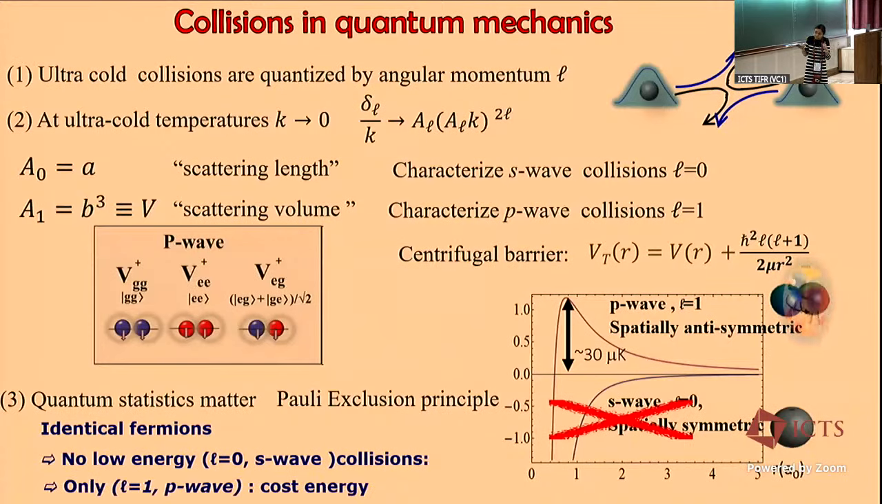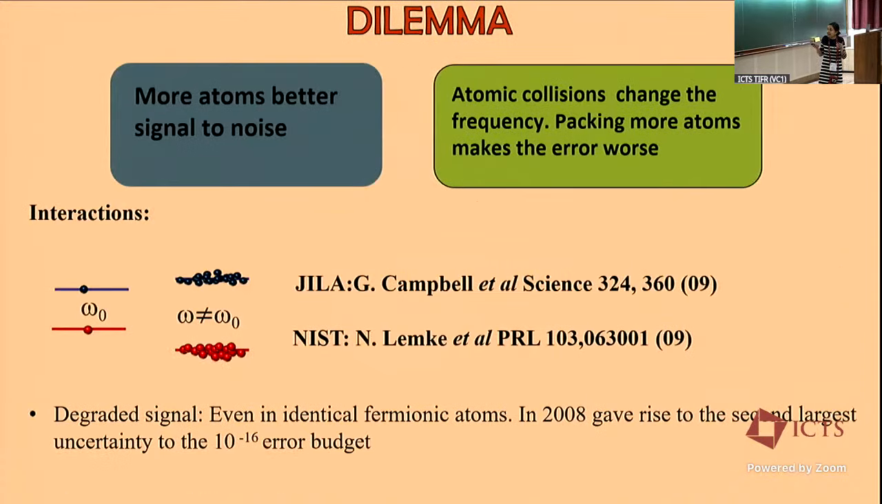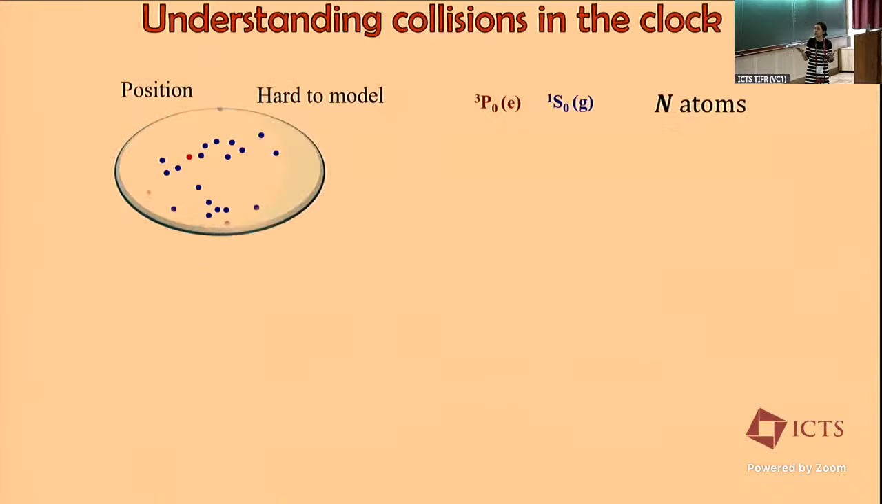So that's what he tried to do. Fortunately or unfortunately, the clock was so precise that even these very weak P-wave collisions used to be the second largest systematic in the clock back in 2009. So no, there is no choice. We need to understand the interactions of the atoms in the clock. And that's where the theory comes into play.